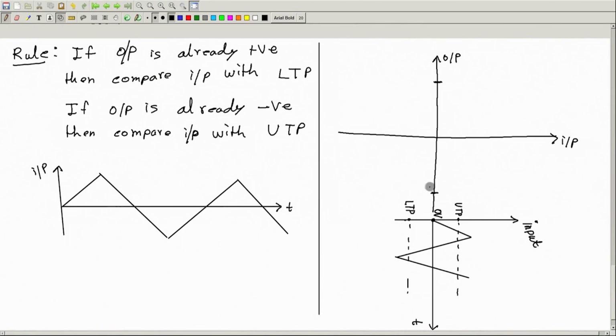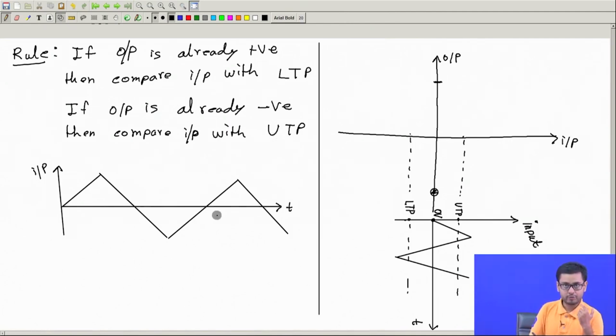So let's assume initially the output is here. At t equal to 0, the output is negative, and at t equal to 0 the input is 0. This is also the input line, so I can just extend this. Now at t equal to 0 the output is negative, and if output is negative, what is the rule? We have to compare the input with the upper trigger point, and the moment input goes above the upper trigger point, we make the output positive.